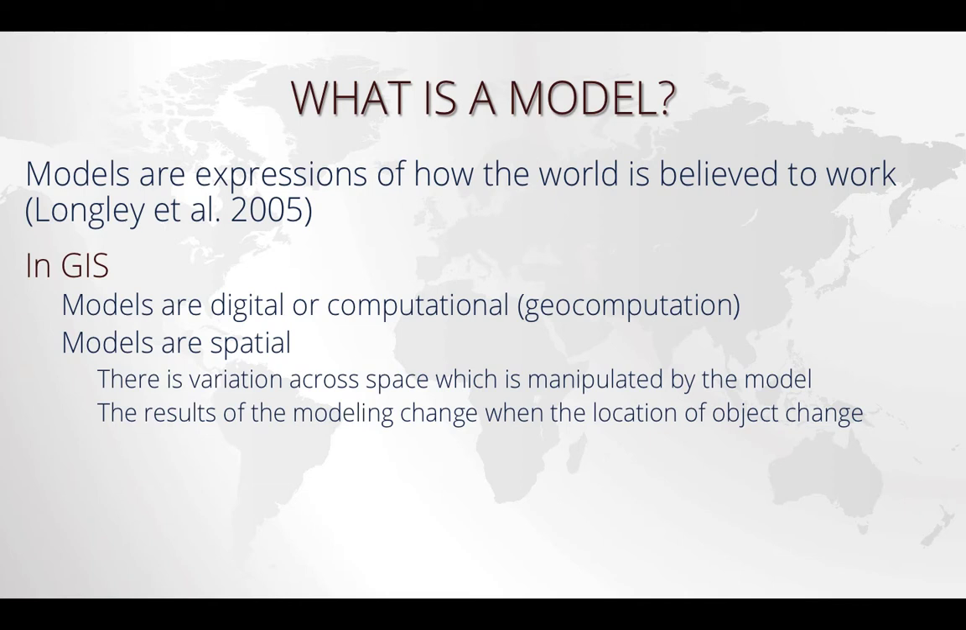And in fact, in a science like geography, people may think the world works in different ways, and there might be two different models trying to explain the same geographic phenomena. So in GIS, focusing down a bit, models are digital or computational, and sometimes you'll hear the term geocomputation used. So we have digital models.